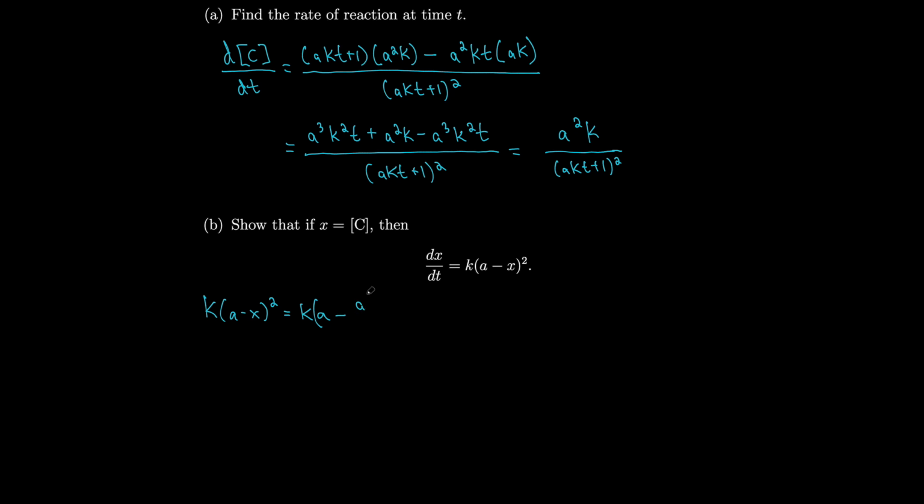So we get minus a squared kt over akt plus 1, and we square that. So then that equals k times, we're going to find a common denominator now, a times (akt + 1) minus a squared kt, all over (akt + 1).